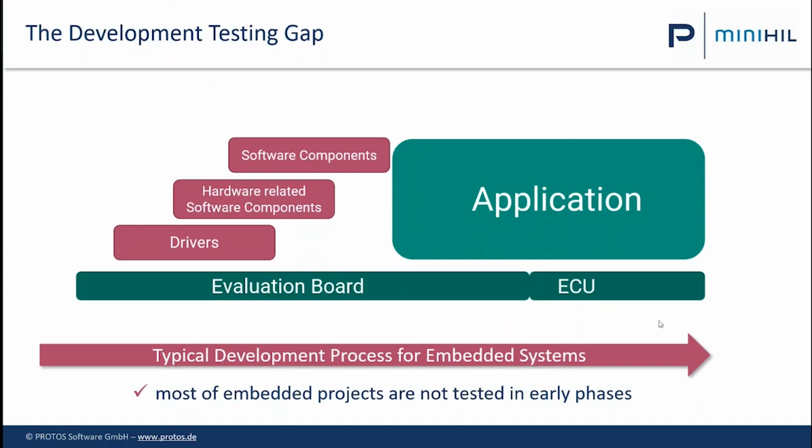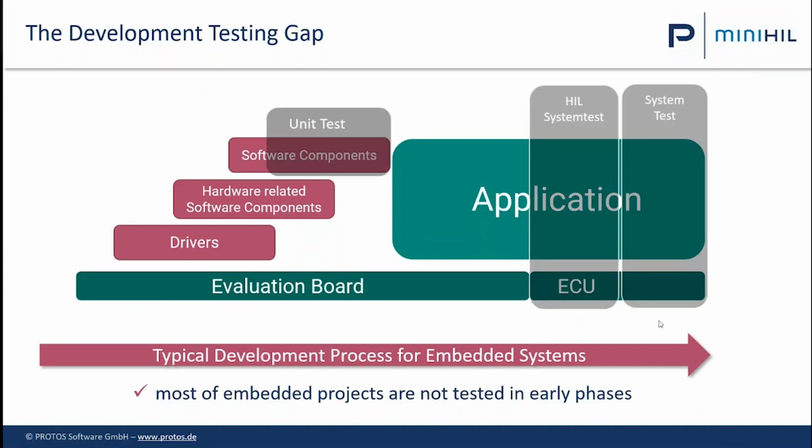The question is now, where do we test? Usually the tests are done in the early stages, mainly for software components, because they are easy to test with unit tests. That's fast, that's easy to do, and it's easy to automate. So you run your software component tests as unit tests. And then later in the process, you might have a hardware-in-the-loop test system or a system test.